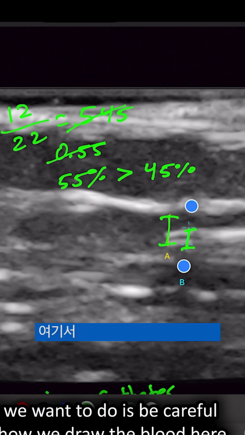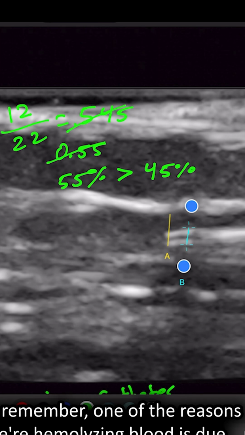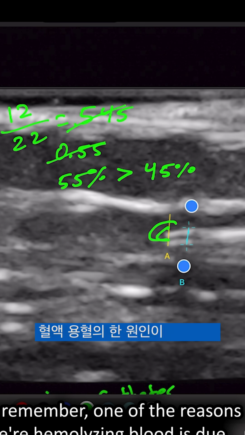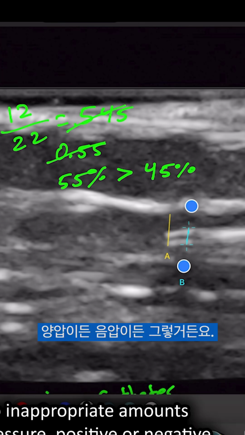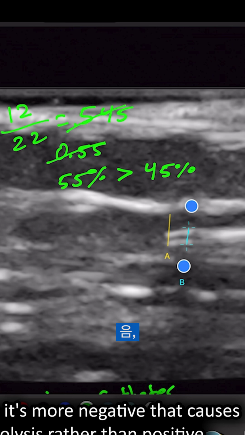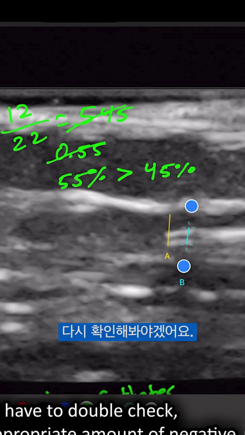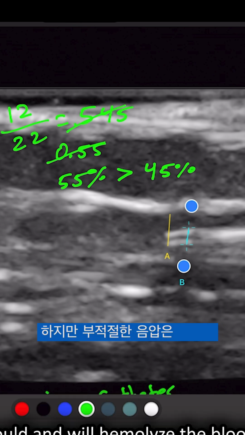What we want to do is be careful about how we draw the blood here, because remember, one of the reasons why we're hemolyzing blood is due to inappropriate amounts of pressure, positive or negative. I believe it's more negative that causes hemolysis rather than positive. Don't quote me on that, I have to double check. But inappropriate amount of negative pressure could and will hemolyze the blood.